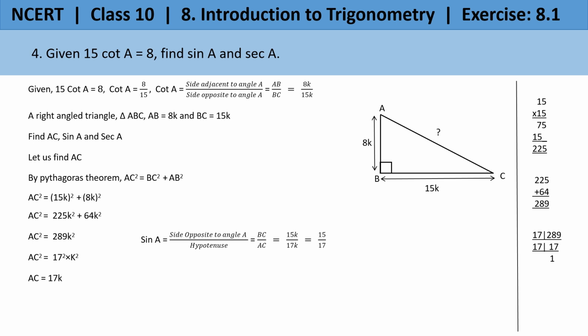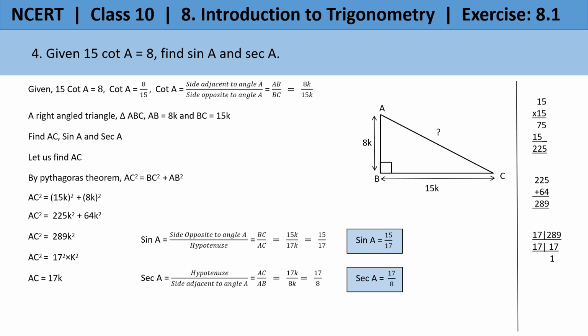Sin A is equal to side opposite to angle A by hypotenuse, which is equal to BC by AC, which is equal to 15k by 17k, which is equal to 15 by 17. So, sin A is equal to 15 by 17. Secant A is equal to hypotenuse by side adjacent to angle A, which is equal to AC by AB, which is equal to 17k by 8k, which is equal to 17 by 8. So, secant A is equal to 17 by 8.